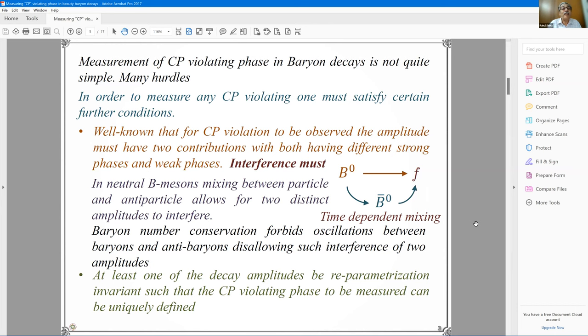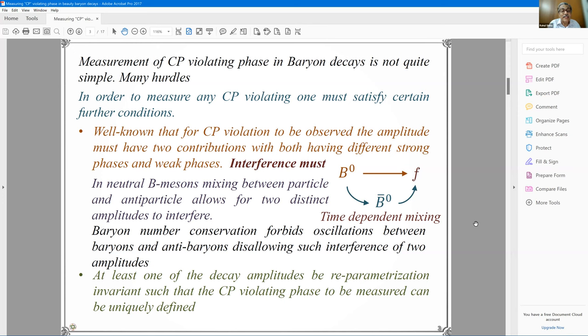It's important to realize what the important issues are in trying to measure a CP violating phase in baryons. There are many hurdles. Of course, in order to measure a CP violating phase, certain conditions have to be satisfied. It's well known that CP violation is observed only with amplitudes with two contributions with different strong phase and different weak phase. That is interference. In neutral B mesons, mixing between particle and antiparticle allows for such an interference, which is well-known time-dependent mixing. In baryons, of course, baryon number conservation forbids oscillations between baryon and antibaryons, disallowing such interference of two amplitudes.